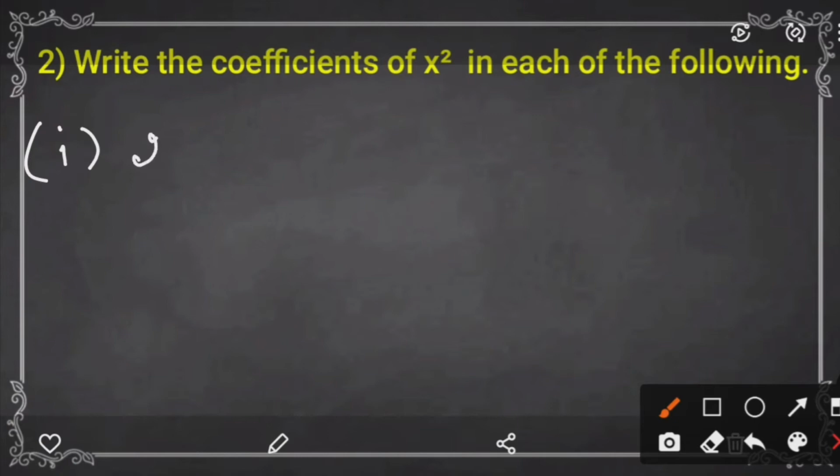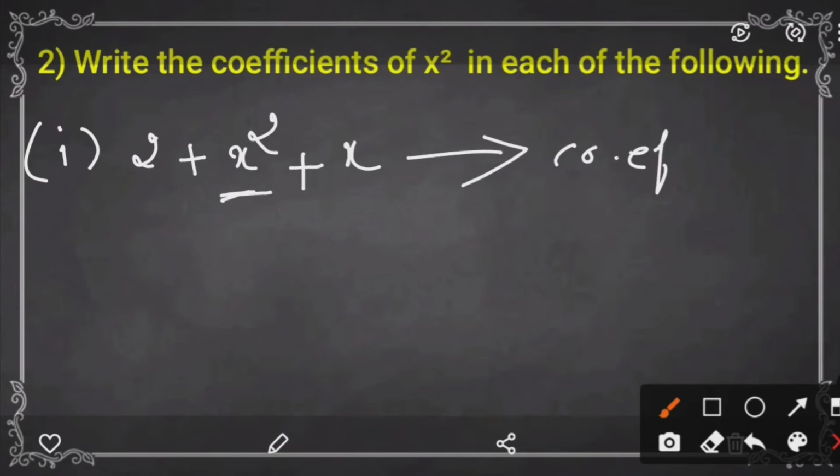The first one is 2 plus x square plus x. Here see, this is x square. What is the coefficient of x square here? It is 1. So the coefficient of x square is 1.